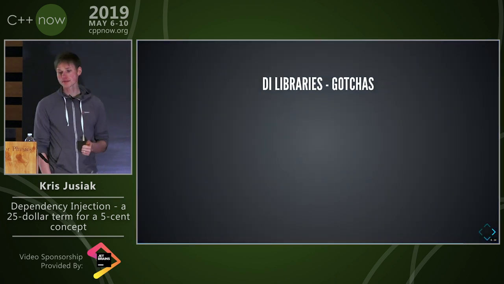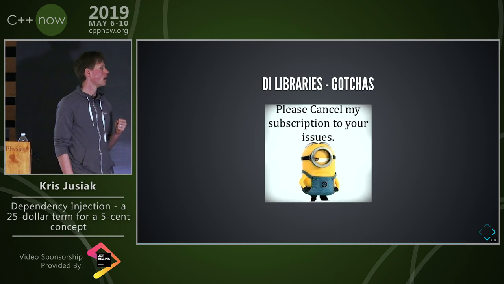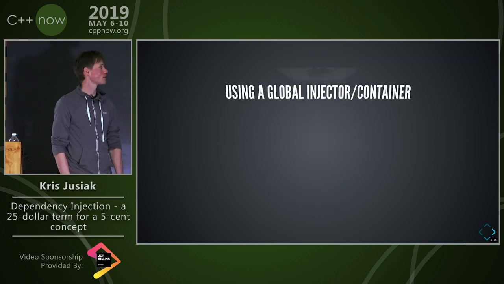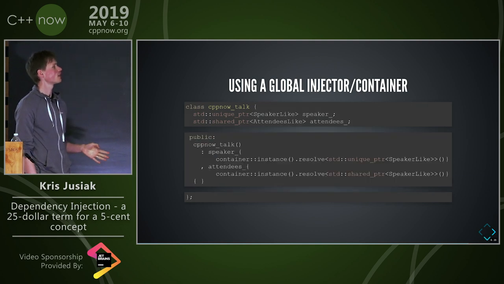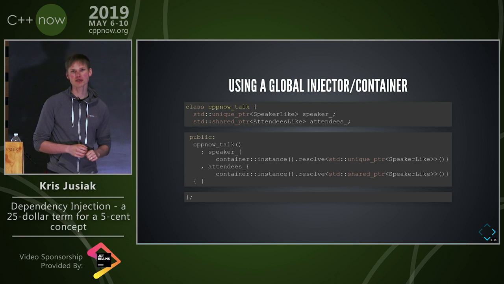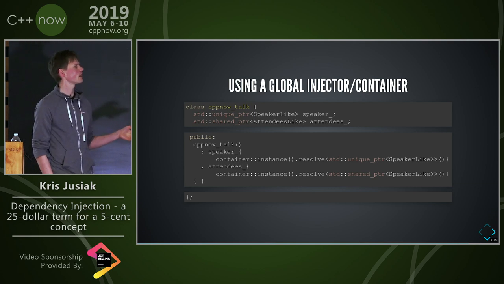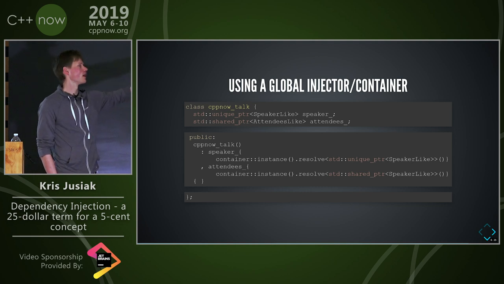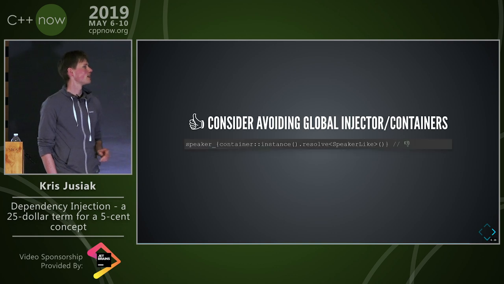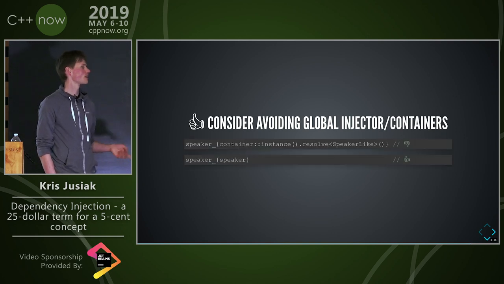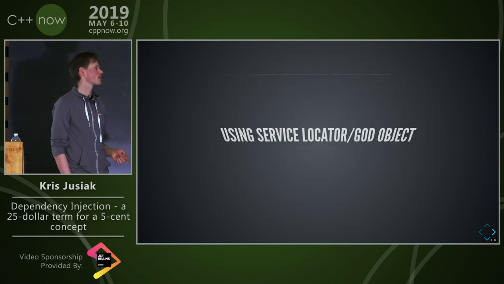But there are gotchas. So let's go quickly through that. Using the container as a global injector is a common case, but it's a bad thing. We don't want to do that, because we go back to not having the constructors and having the singleton. Again, don't do that with the containers as well. Avoid that. Always pass what you need through the constructor.